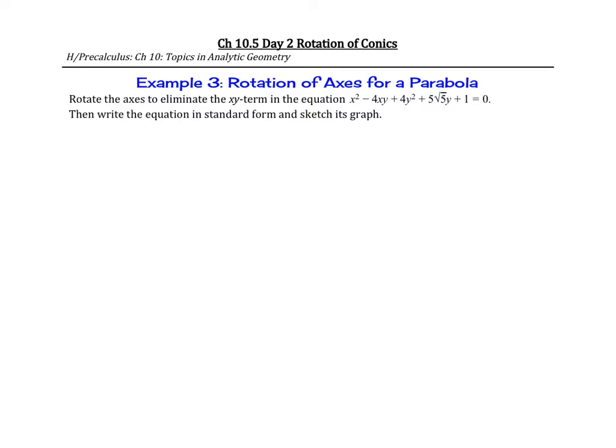So we want to, again, identify our a, b, and c. So remember, a is this coefficient here, so a equals 1, b is negative 4, and c is a positive 4. So remember, cotangent of 2 theta is a minus c over b. So we're looking at 1 minus 4 over negative 4. So we're looking at negative 3 over negative 4, or cotangent of 2 theta is 3 over 4.